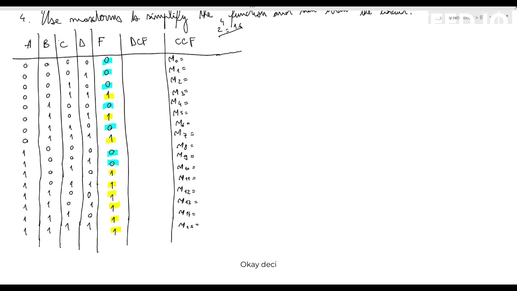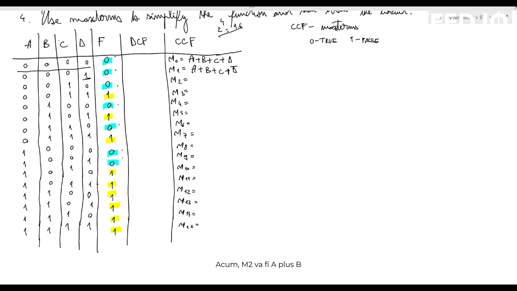Okay, so CCF is used for max terms, and max terms are true when they are 0, and when we have 1, it's false. So we have 0 here, here, here, all blue colors. Now M0 is going to be A plus B plus C plus D because max terms are sums, and this is because we have 0 right here and they're all true. Now M1 is going to be A plus B plus C plus D negated. This is why, because we have this one and it's false if we have max terms.